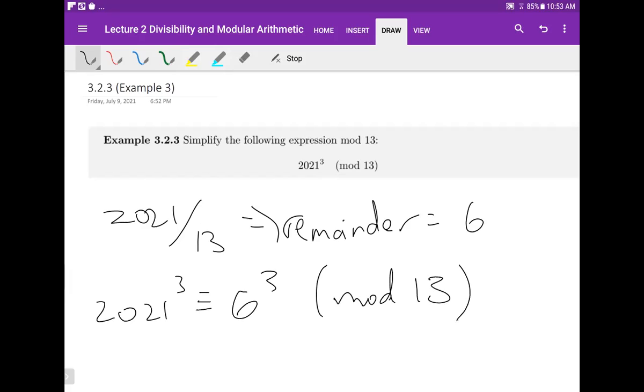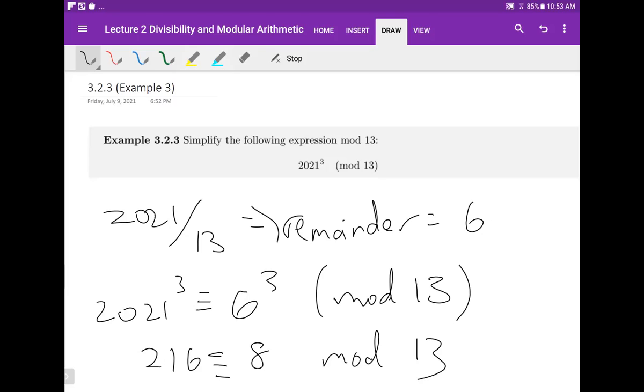Right, so 6 cubed is, if you don't know this off the top of your head, that's fine. But 6 cubed is 216, and 216 is equivalent to 8 mod 13, sorry, mod 13. And you can just check this by doing division and then finding the remainder. All right, so you can see that instead of using 2021 cubed, we can use the equivalent mod 13.